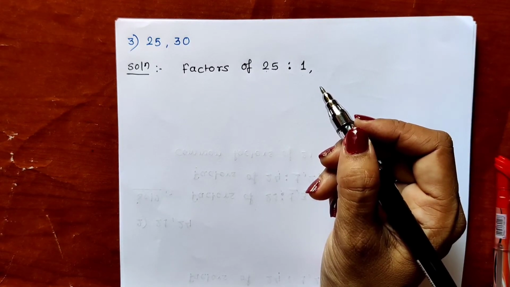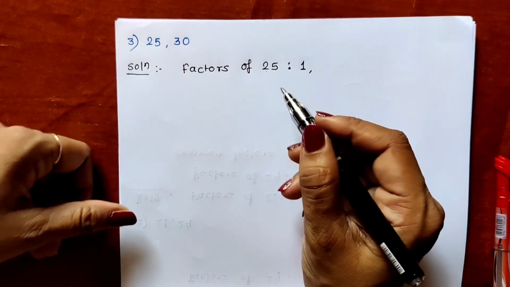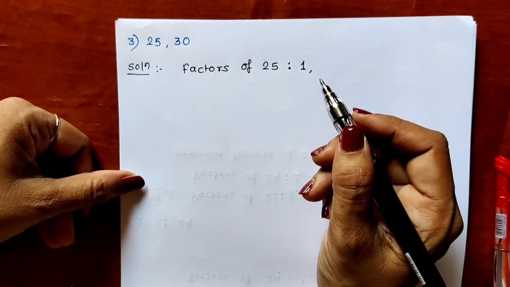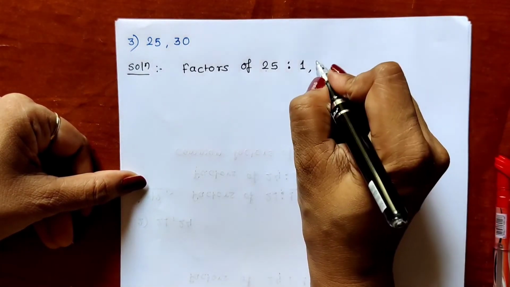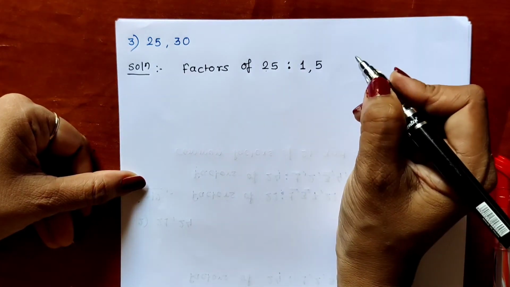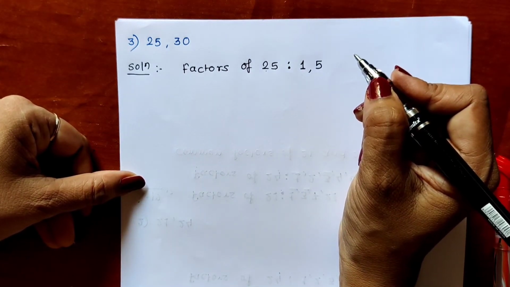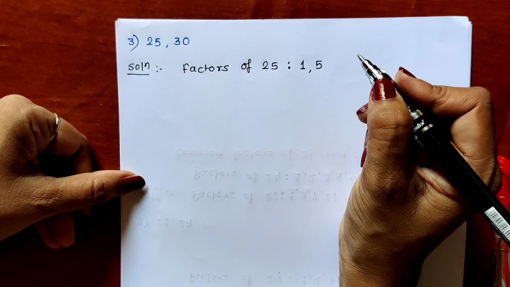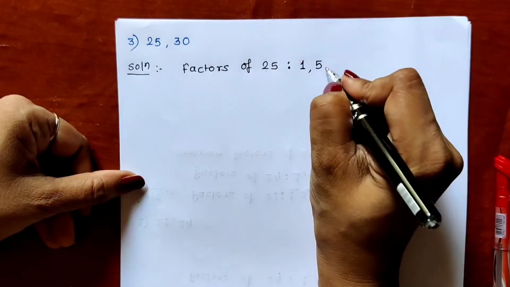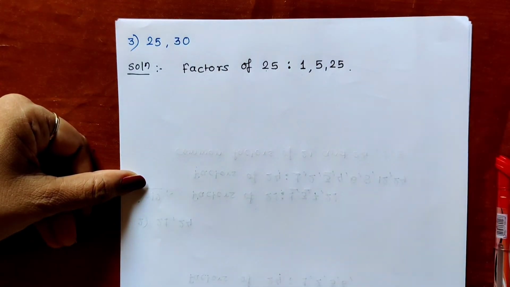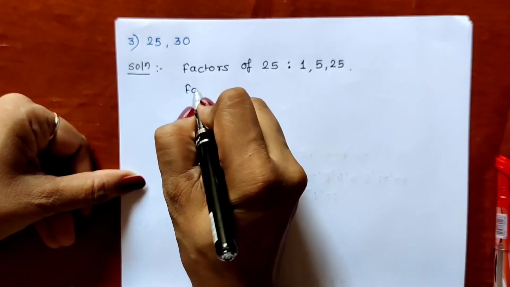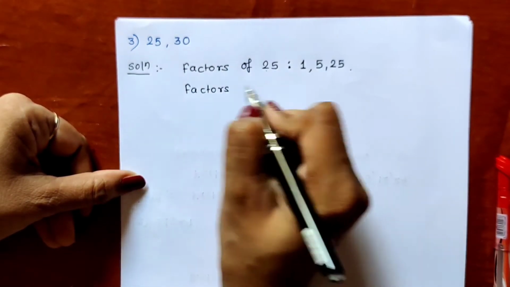Is it divisible by 4? No. Last two digits are not in the table of 4. Is it divisible by 5? Yes. 5 is in the unit place. So it is divisible by 5. After that, it is not divisible by 6, 7, 8, 9, 10, 11, 12. Directly divisible by 25. Okay, so last factor is the same number. Now we will be writing the factors of 30.